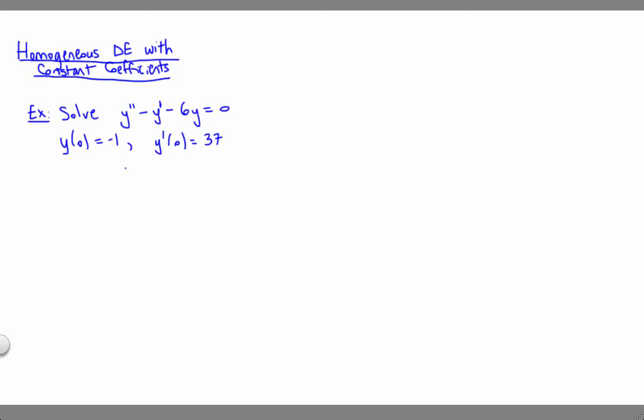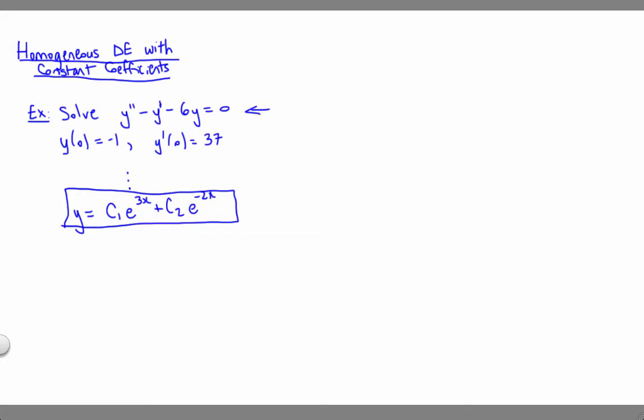Alright, so in solving this DE, you might notice it's the exact same DE as we had in our first example. Imagine we went through our whole solution process here, and we came up with the following general solution. So y equals c1 e to the 3x plus c2 e to the -2x. That is the general solution that we found in our first example.